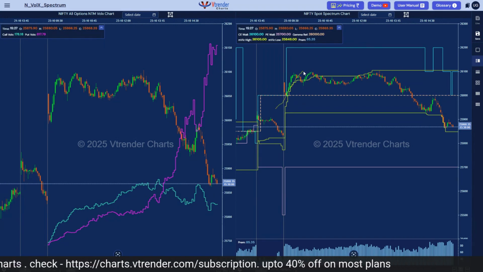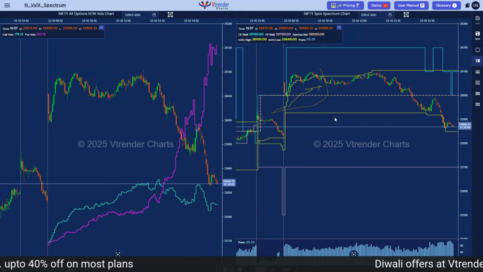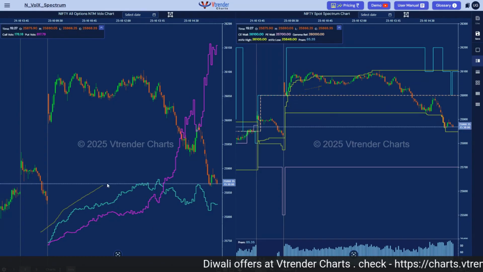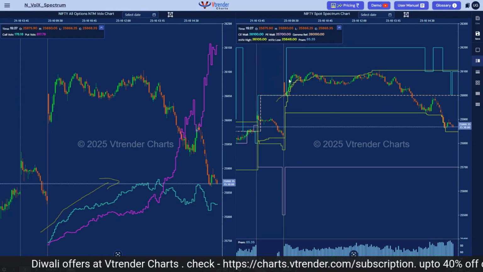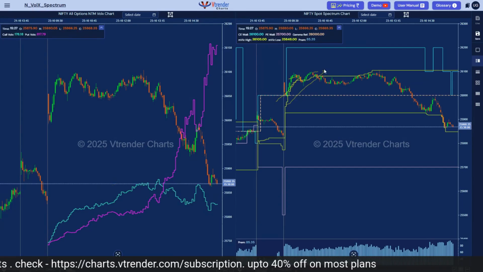So at the open, because of the gap up, you can see this MVIS high was forced to go higher. So this is confirming with this call VolumeX going up. So this is telling us that the buyers are in control. So till this is happening, the inventory is being adjusted on the upside. So this is a bullish sign.